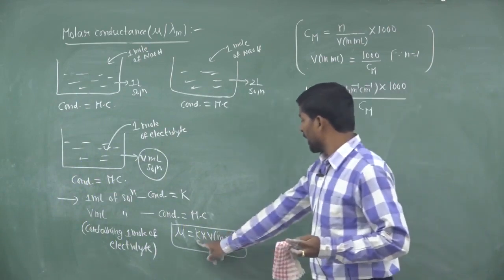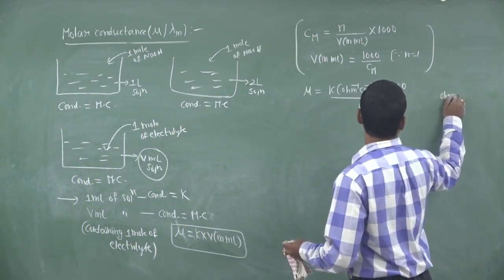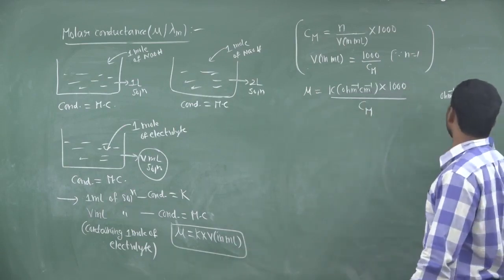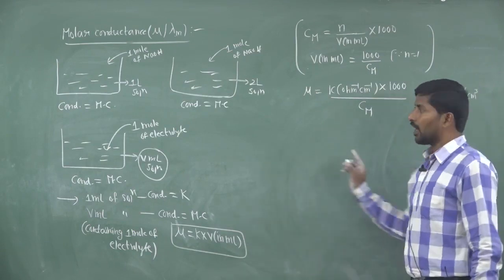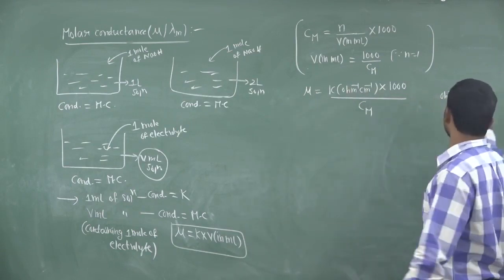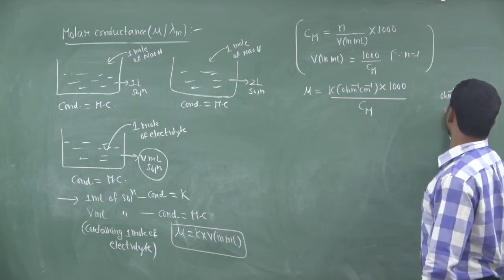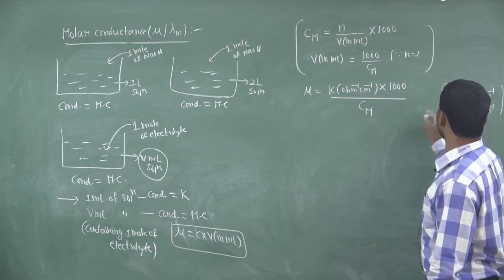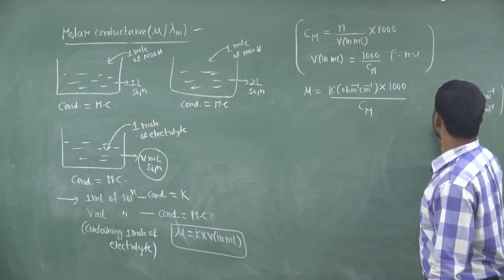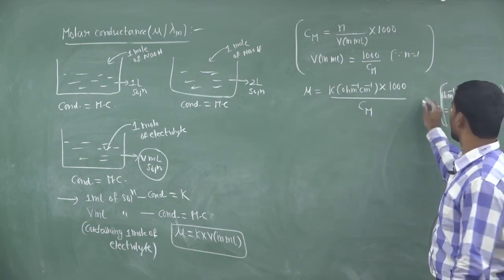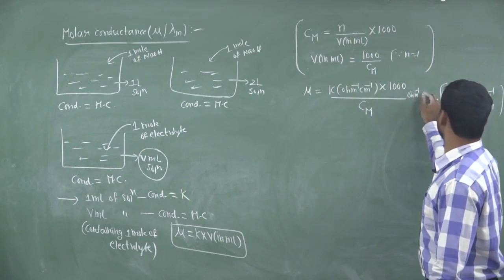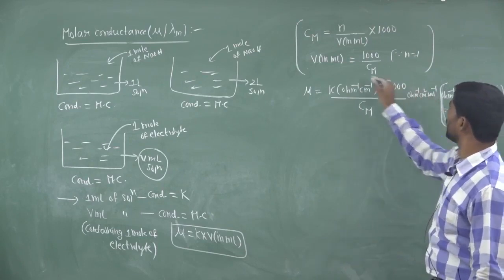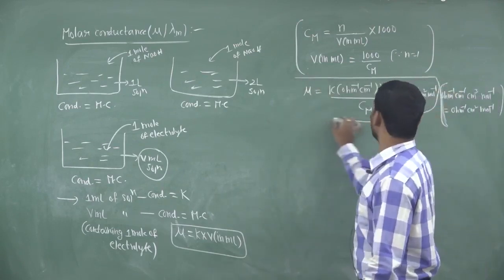Now K's unit is ohm inverse centimeter inverse, and volume unit is ml, which we can write as centimeter cube. We are calculating for 1 mole of electrolyte, so per mole. So we get ohm inverse centimeter square per mole. That is the unit for molar conductance.